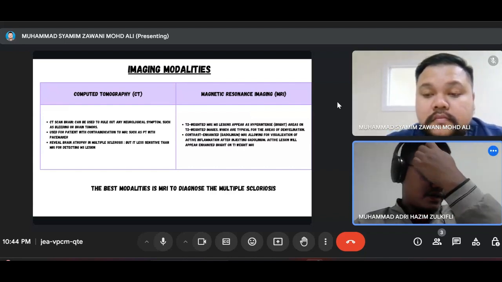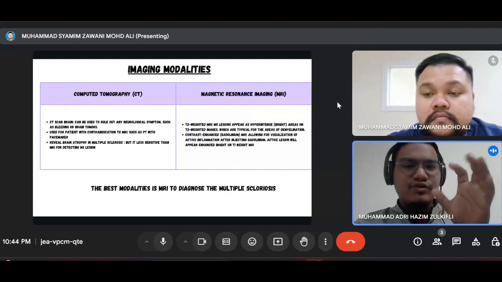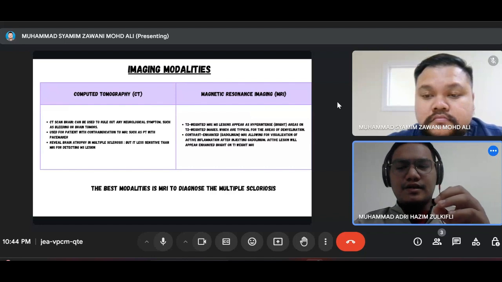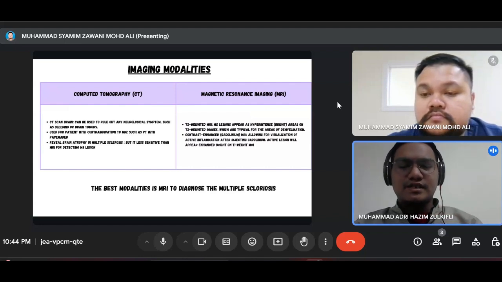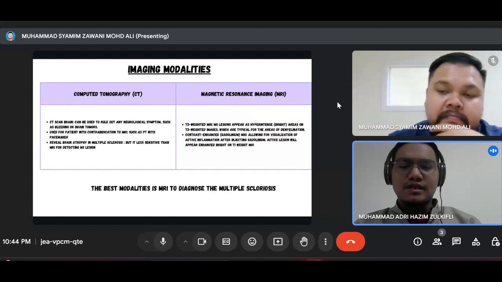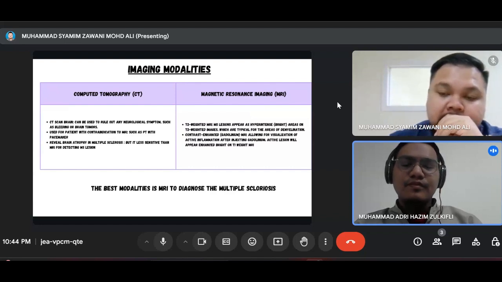So as we know, the lesions that we see in the T2 images can be seen in various locations, including the periventricular regions, juxtacortical areas, infratentorial regions, and spinal cord.